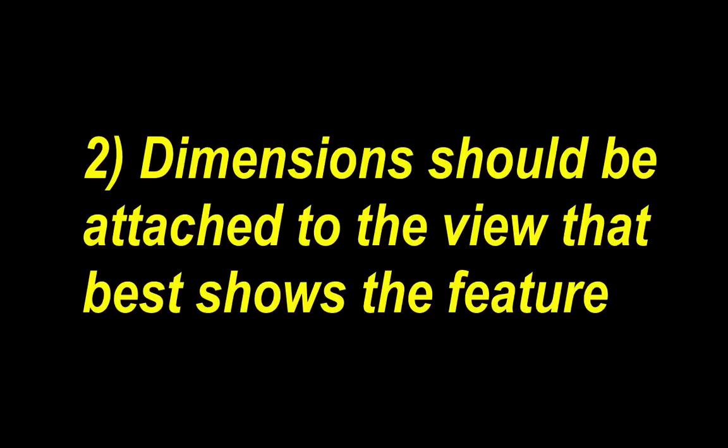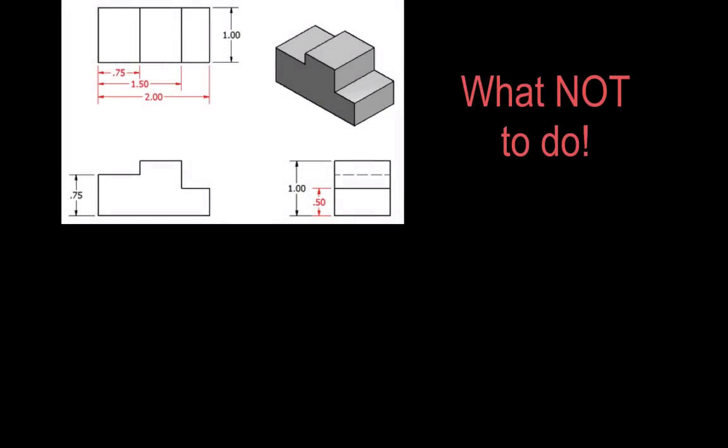and use the examples to help you understand what they mean. Okay, so rule number 2: dimensions should be attached to the view that best shows the feature. That's going to make more sense in a second. All right, so first of all, let's look at what not to do. What this means is whichever view is showing you the things that you're labeling the best, that's where you want to attach them.